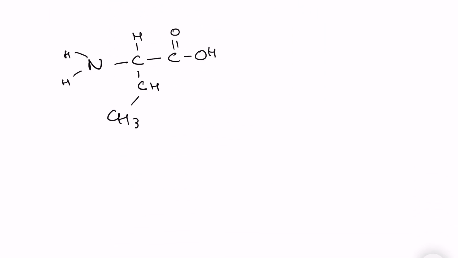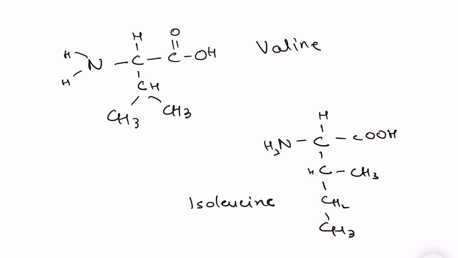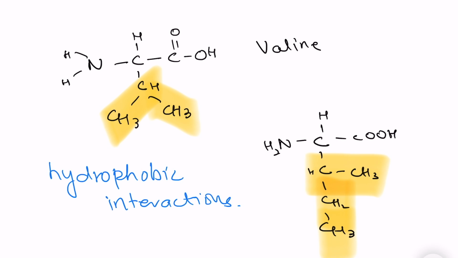For example, there is an amino acid called valine with a structure like this, and another amino acid called isoleucine with a structure like this. The side chains on both of these amino acids are non-polar or hydrophobic in nature. Such amino acids with non-polar side chains tend to stay together in a peptide chain, forming hydrophobic interactions.